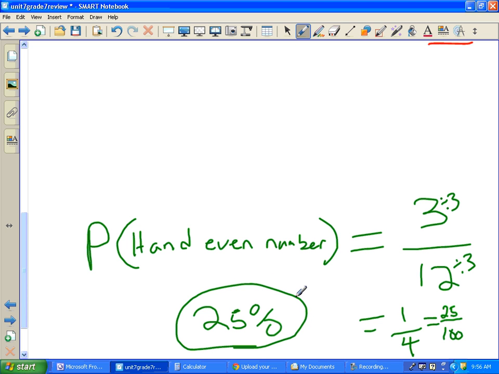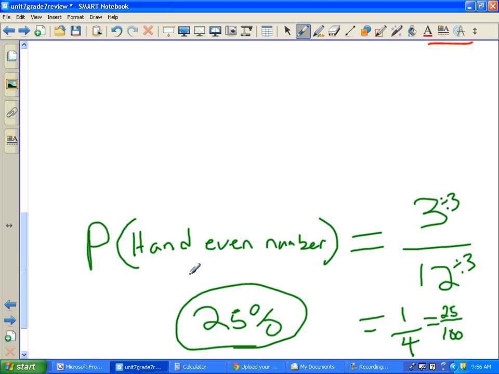Now that is a theoretical probability. In other words, in theory, that's what you should end up with. But we all know in real life the coin does not always land on heads half the time. Some people are luckier than others. They pick heads all the time and they end up usually winning.